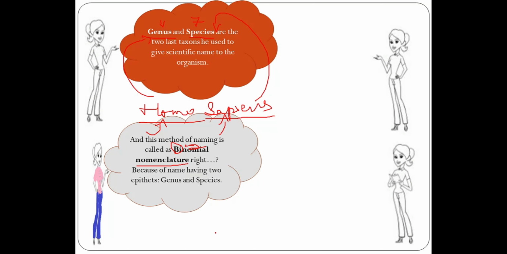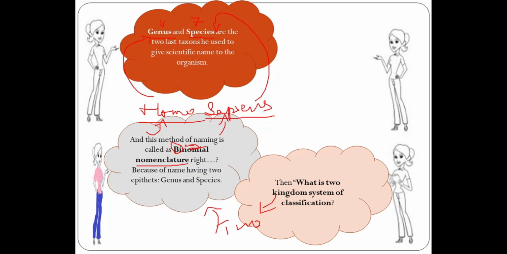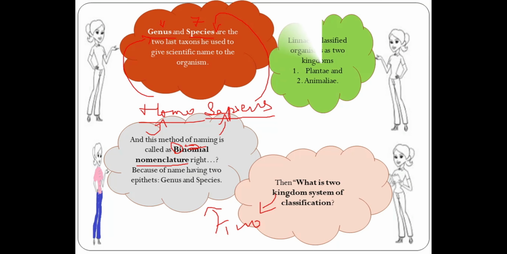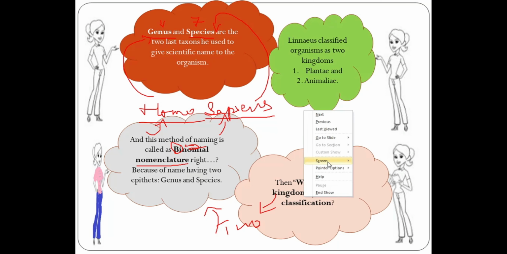Then confusion comes: what is the 2 kingdom classification system? It is also developed by Carolus Linnaeus. Here he made two groups under organisms, and that is the two kingdom classification system. Which are those? Plantae is one group and Animalia is the other group, as mentioned by Carolus Linnaeus.